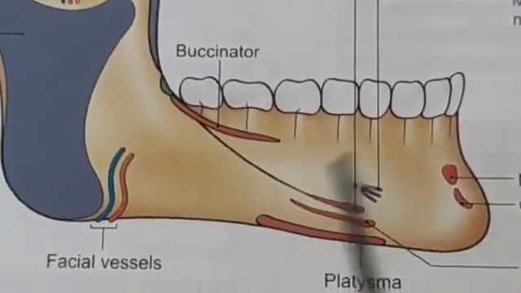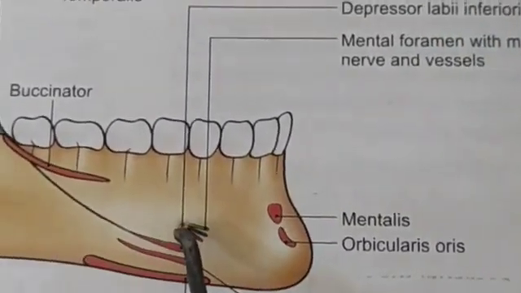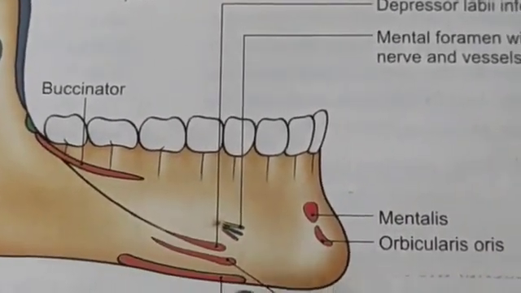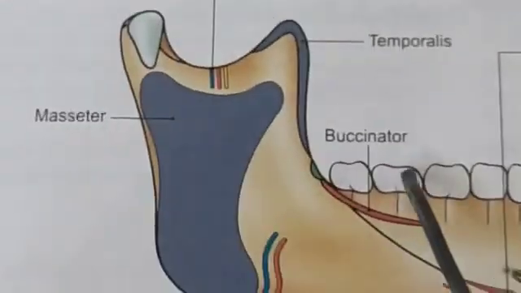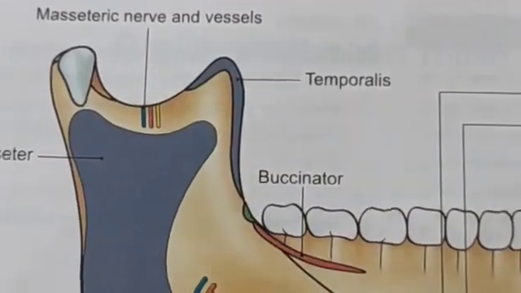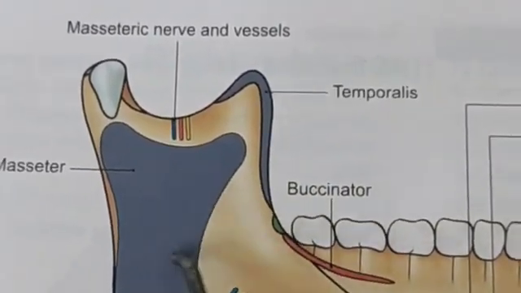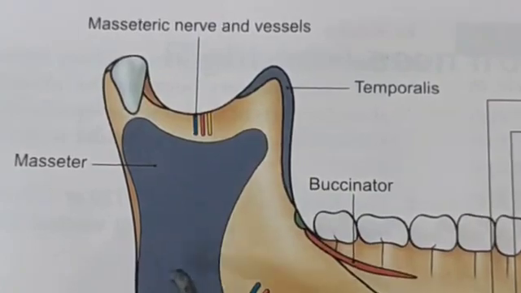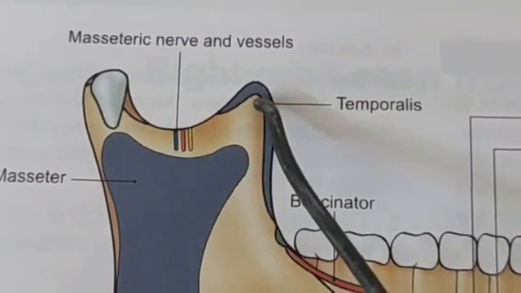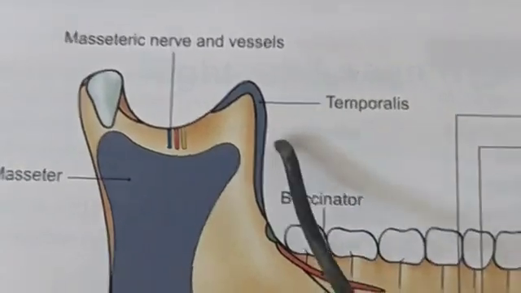Then this oblique line gives origin to the depressor labii inferioris. Below there is the depressor anguli oris. On the lower border of the mandible it gives origin to the depressor anguli oris. Then the lateral surface of the mandible gives origin to the masseter muscle, while the anterior border of the coronoid process and the posterior border give insertion to the temporalis muscle.